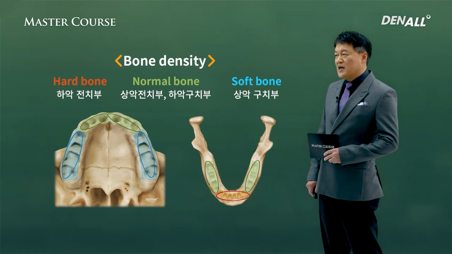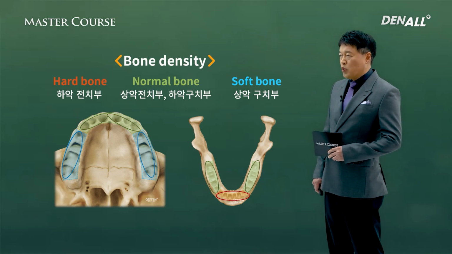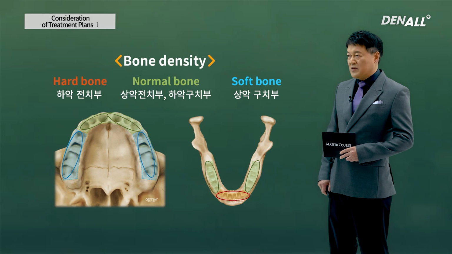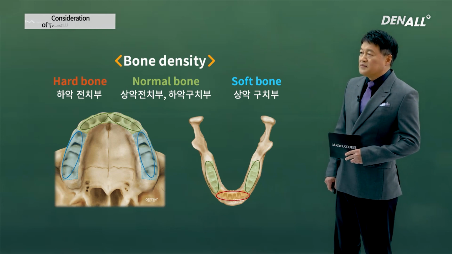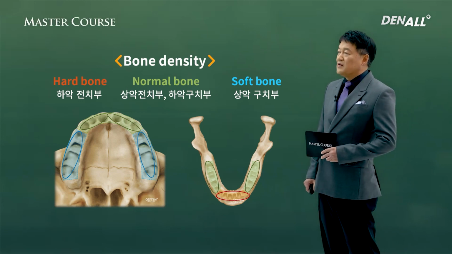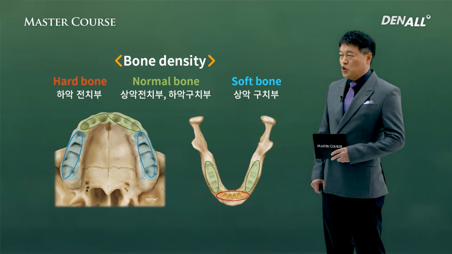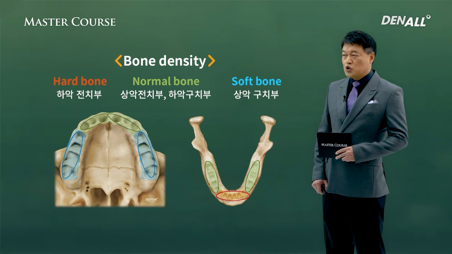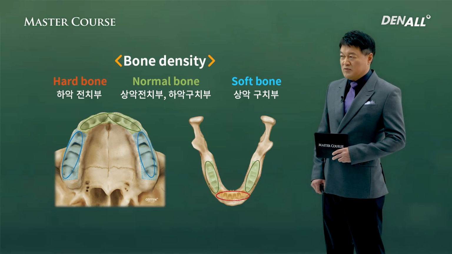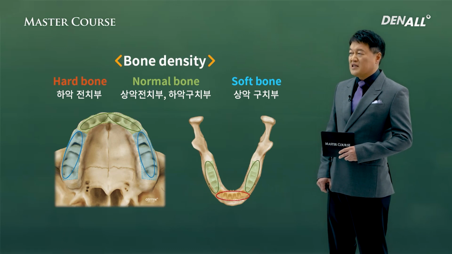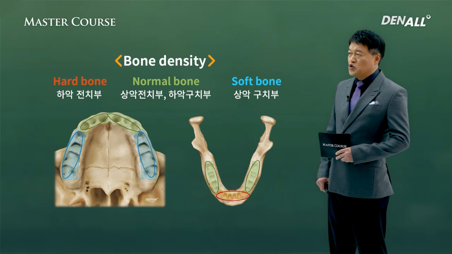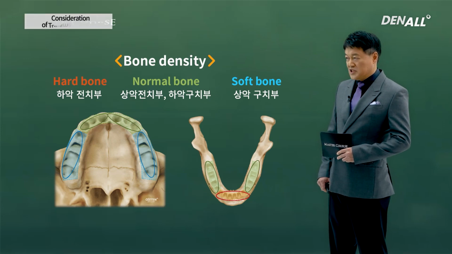In general, hard bone is observed a lot in the anterior area, normal in upper and lower anterior as well as lower posterior region, and soft bone in upper posterior region. Accordingly, with bone density, we need to try to get initial stability. In general, the recommended initial stability is between 20 and 46 Newton. Depending on the state of bone, we have to adjust the final drill, and we need to do our best to get the optimum result.